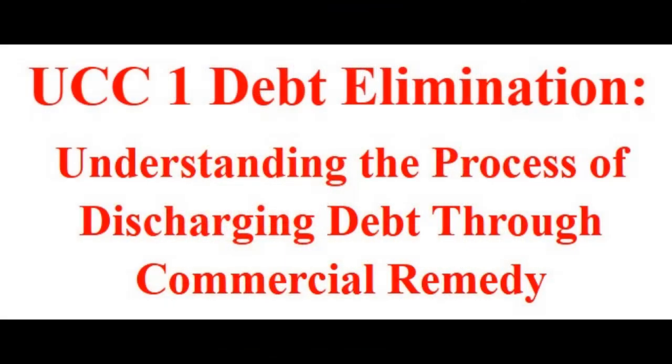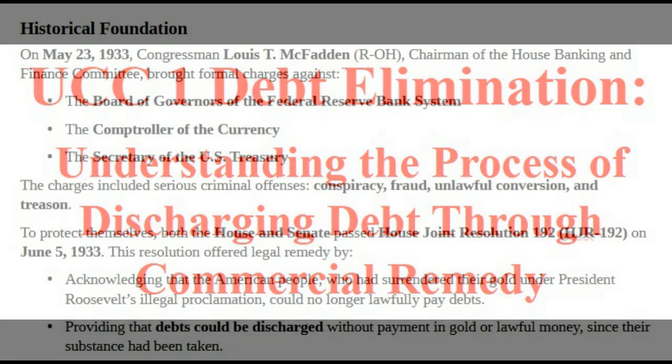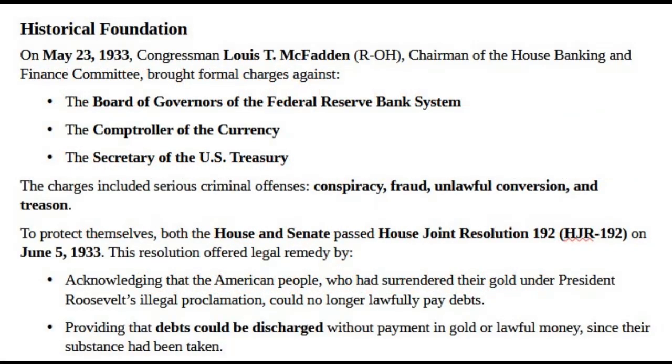UCC 1 Debt Elimination. Understanding the process of discharging debt through commercial remedy. Historical foundation. On May 23, 1933, Congressman Louis T. McFadden, R.O., chairman of the House Banking and Finance Committee, brought formal charges against the Board of Governors of the Federal Reserve Bank System, the Comptroller of the Currency, the Secretary of the U.S. Treasury. The charges included serious criminal offenses, conspiracy, fraud, unlawful conversion, and treason.